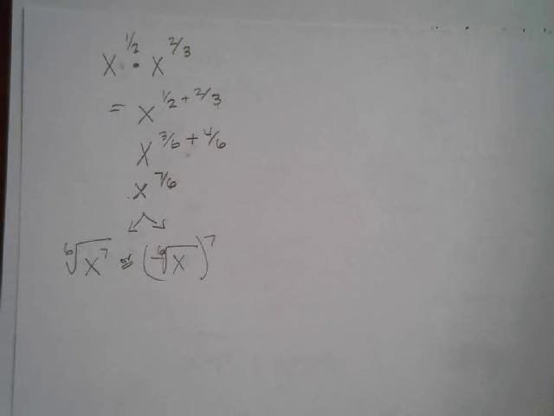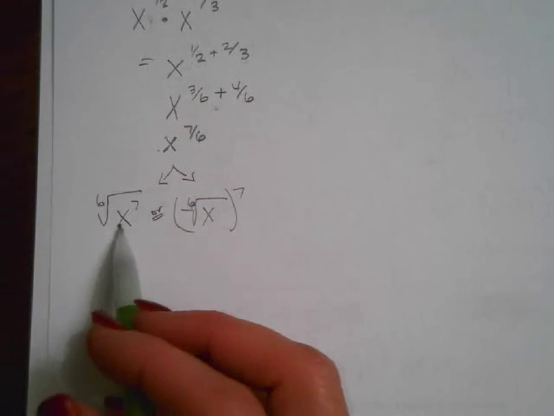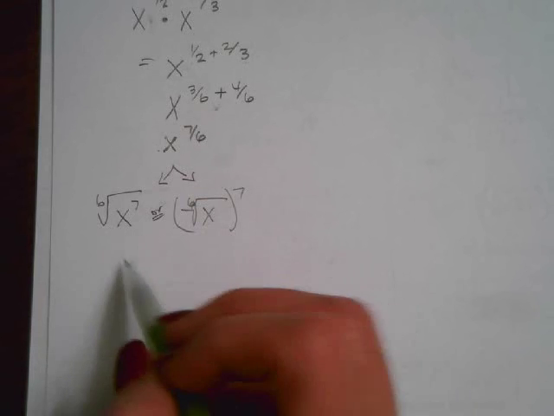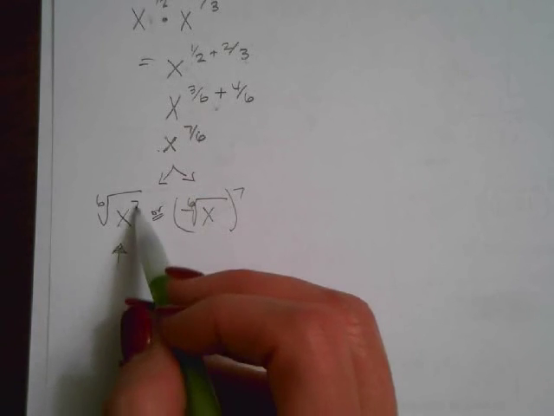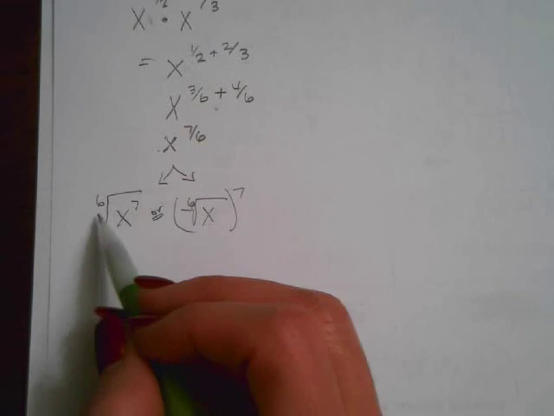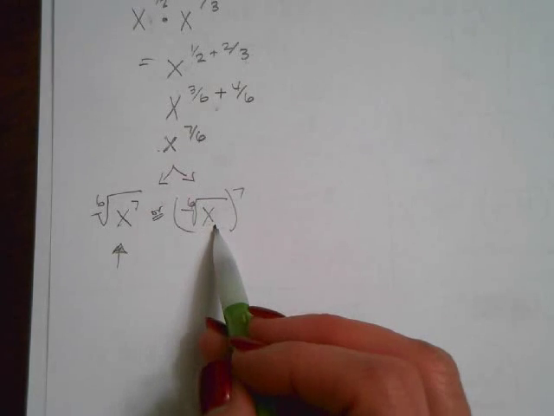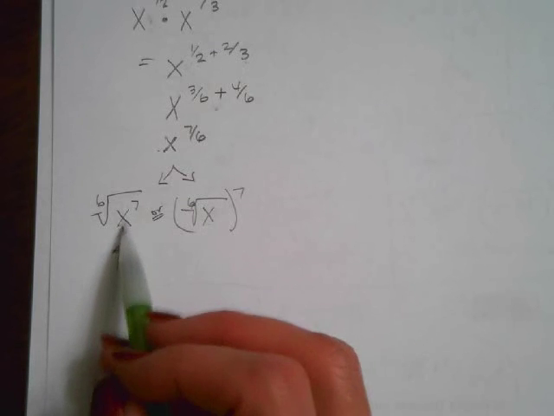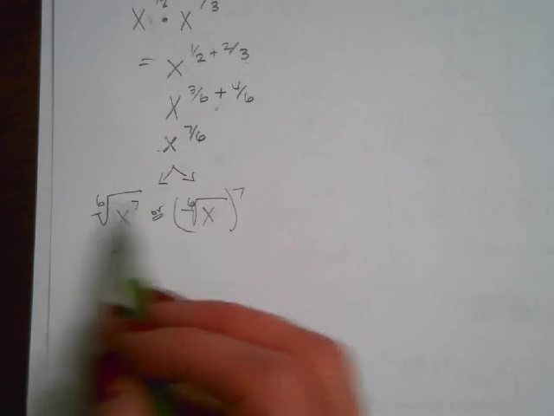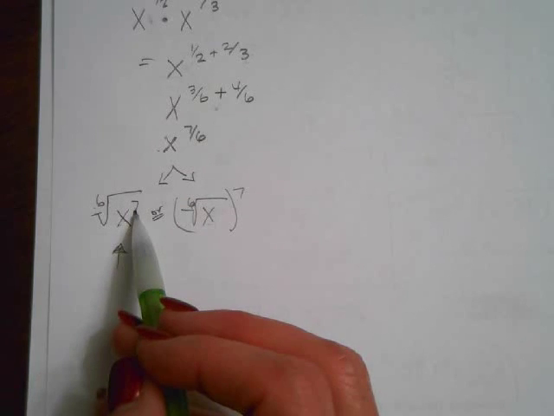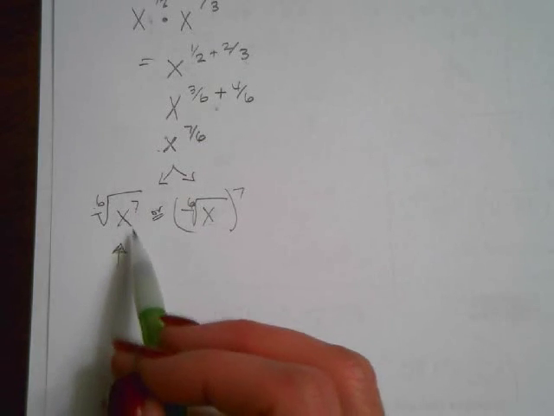Notice though, if I have a variable as my radicand, this format, where it's the radicand to the power, is really the best option versus this format. Because it's a lot easier for me to simplify x to the 7th. I can do that, take 7 divided by 6, I can pull 1 x out and have 1 underneath it, right?